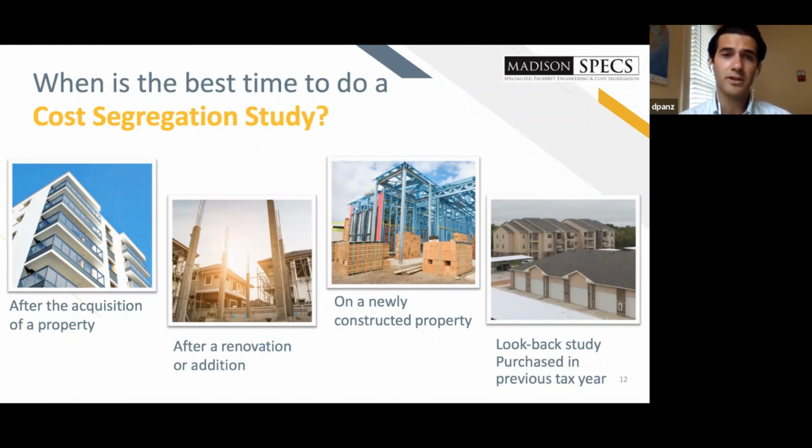So what we suggest people do is, as soon as they've got their PSA signed, as soon as you're under contract to purchase a property, reach out to a cost segregation provider, get a quote, see what you're expected to save. And then as soon as you close, get that engineer on site and let's do that study so you can start doing your renovations.